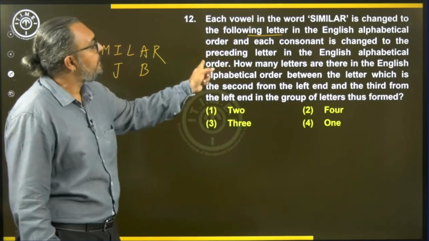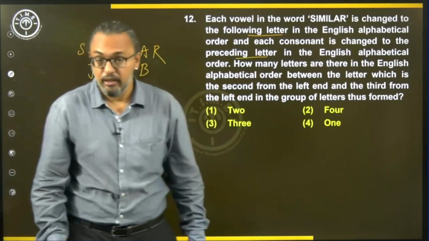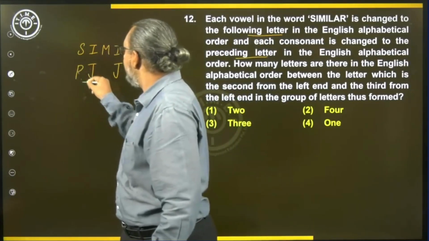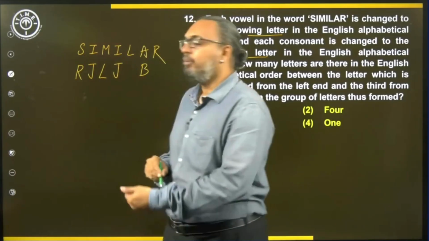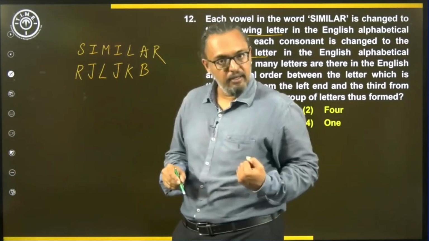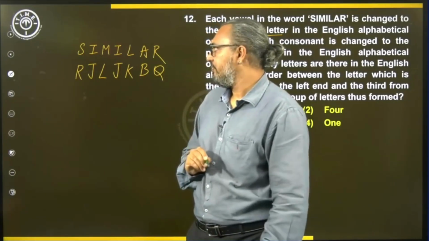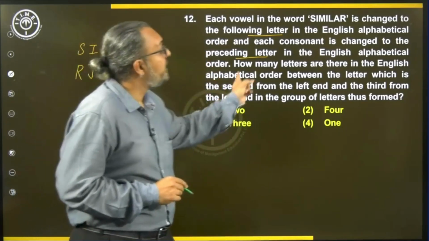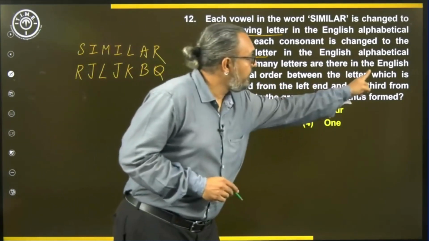And then each consonant is changed to the preceding letter of English alphabetical order. Okay, preceding is previous. So you have R here, previous to S, then you have L here, previous to M, and then you have K here, previous to L, and then Q here, that is previous to R. Correct?